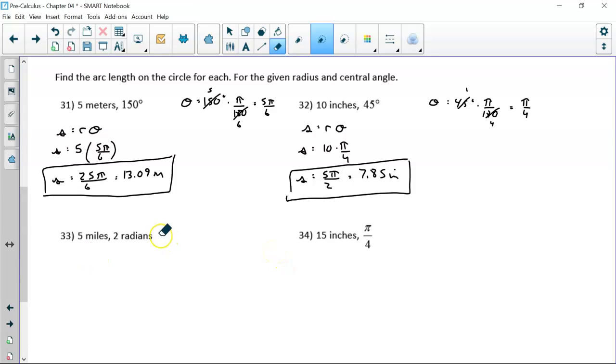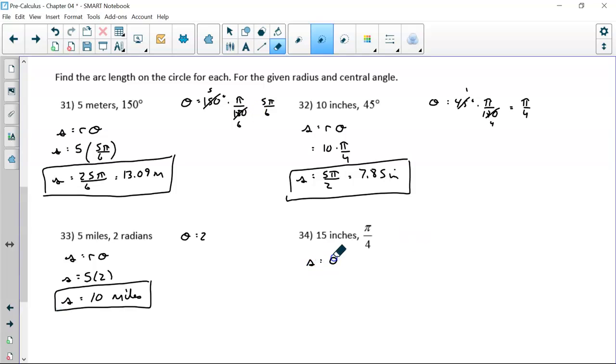Number 33, same thing. S equals r times theta. Now theta, 2 radians. It's in radians already, so we don't have to do anything. So s equals 5 times 2. So s is going to be 10 miles. It was already in radians, we didn't have to do anything.